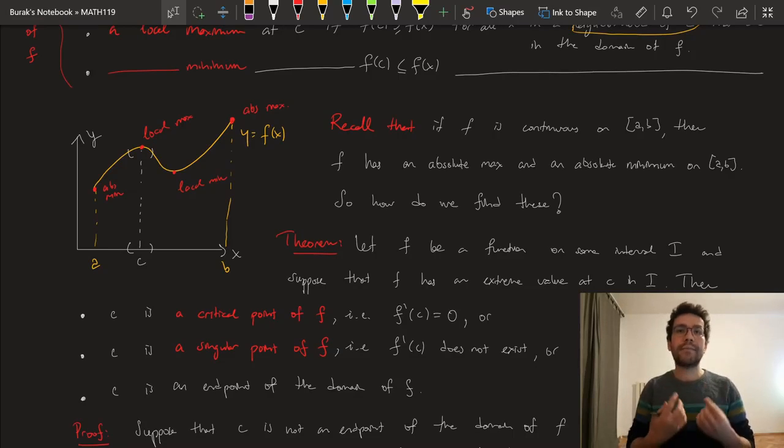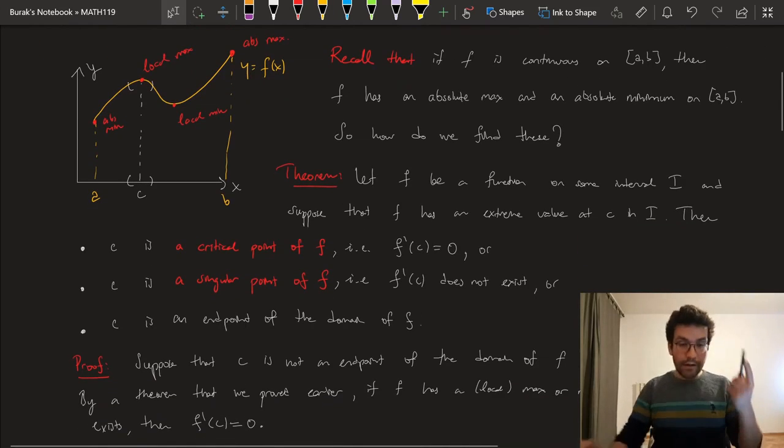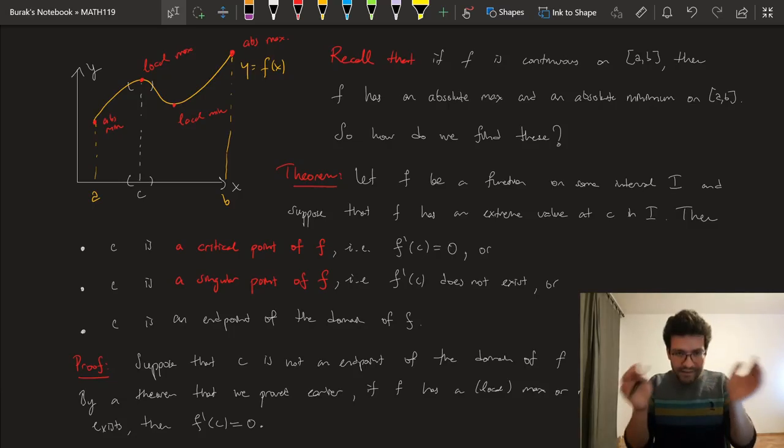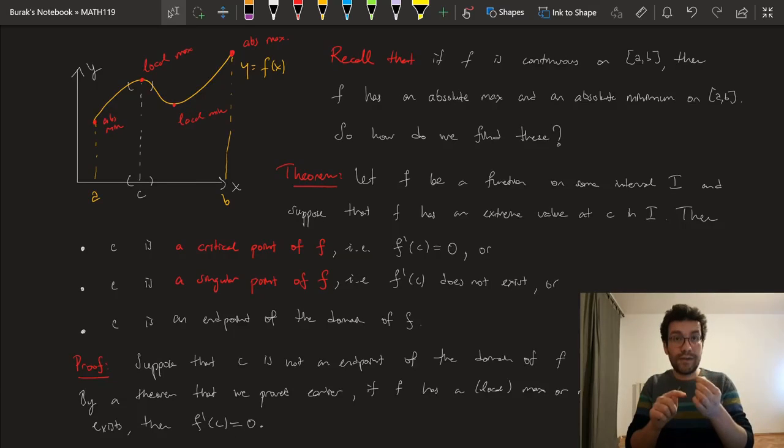How do you find absolute maximum and absolute minimum on a closed and bounded interval? Well, we stated this theorem which told us that if you have an extreme value, which may be local or global, it doesn't matter, at a point, then that point is either an endpoint of the domain of your interval, or it's a singular point where the derivative does not exist. And if it's not an endpoint, and if it's not a singular point, so if it's inside your interval and the derivative exists, then the derivative has to be 0. So it has to be a critical point.